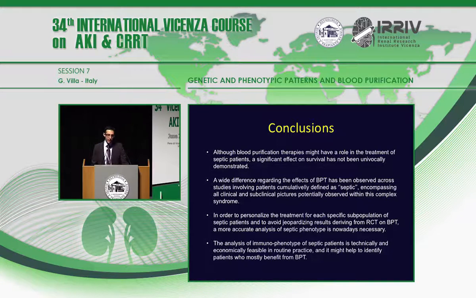In order to personalize the treatment for each specific subpopulation of septic patients, and to avoid jeopardizing results deriving from randomized clinical trials on blood purification therapies, a more accurate analysis of phenotype is nowadays necessary. The analysis of immunophenotype of septic patients is technically and economically feasible in routine practice and might help to identify patients who most benefit from blood purification therapies.